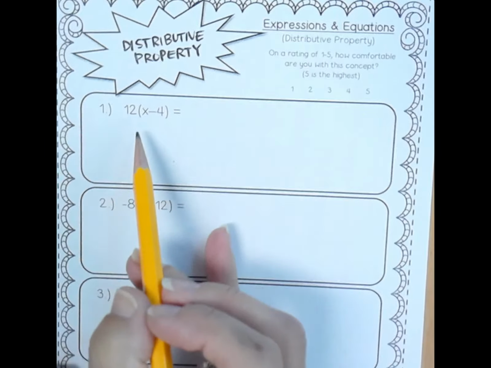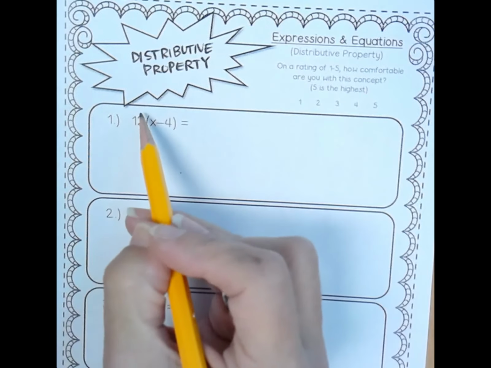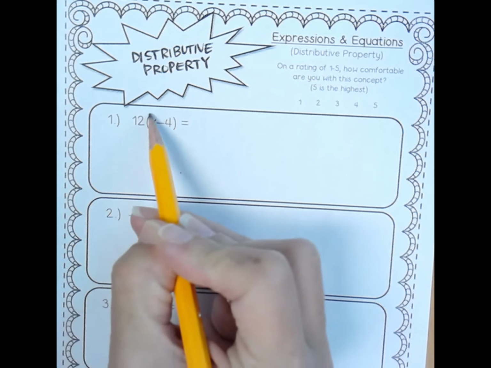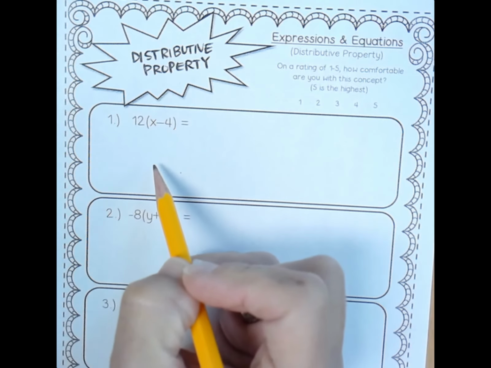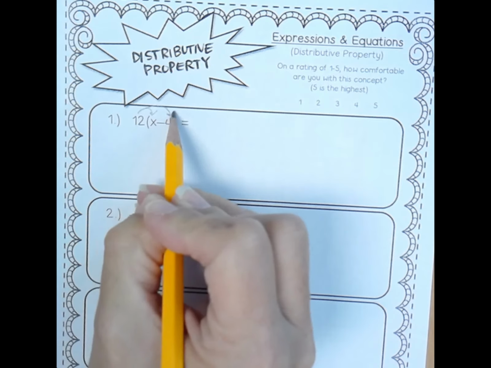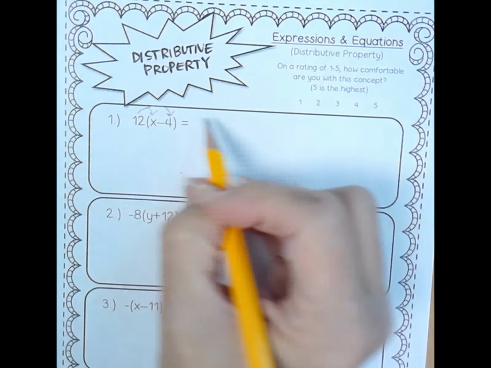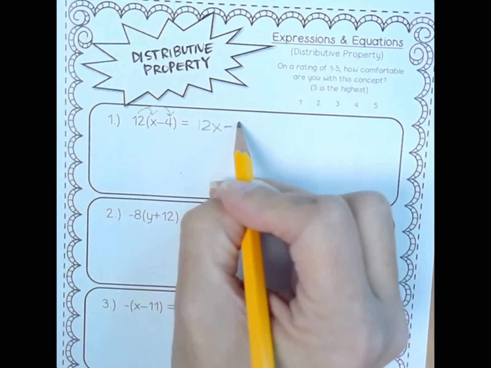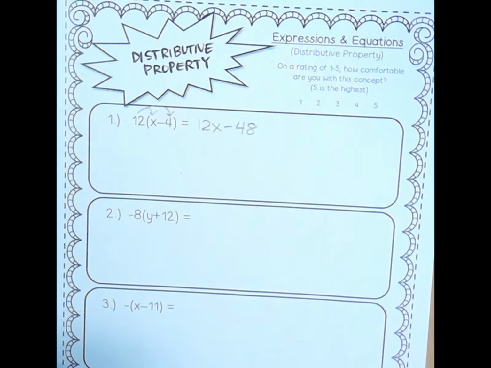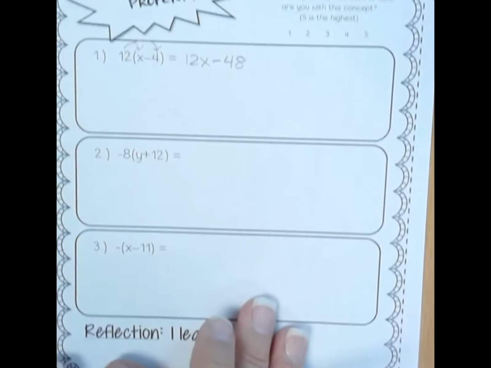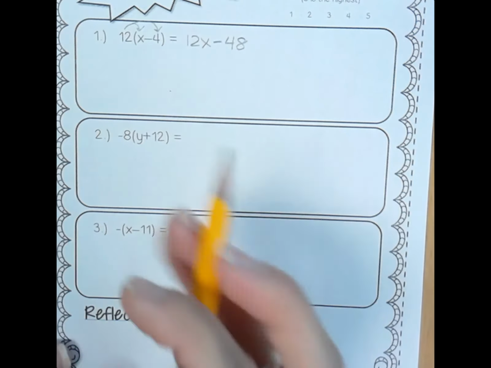So our first example is pretty typical of what you're used to seeing. You're taking 12 times x minus 4, and usually you see this as a reminder of how to distribute. We take 12 times x minus 12 times 4. Okay, so that is pretty simple. But let's take a look at some negatives and just make sure that we're doing those correctly.